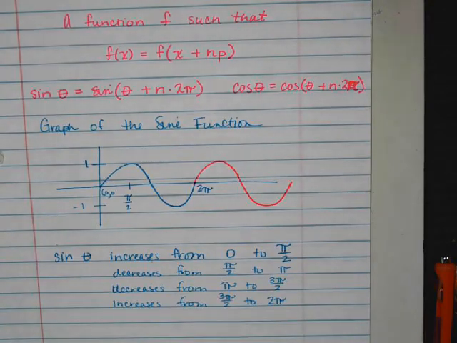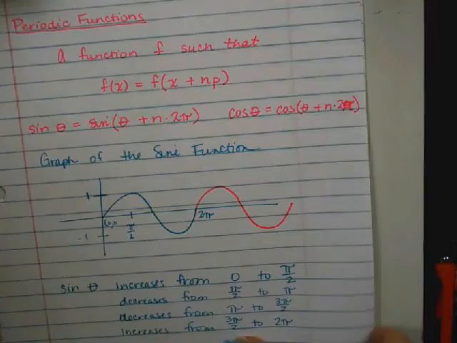Power through. She's a little paranoid. So now let's look at the graph for cosine.